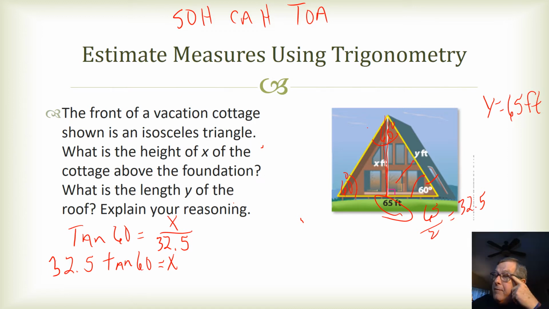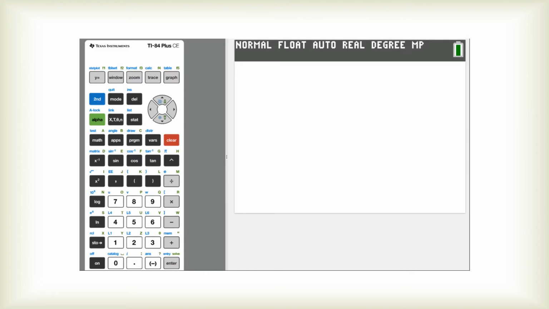Now, hold on to that figure because we're going to jump over here to the calculator, and we're going to use our calculator to give us an estimate of what the height of this roof is down to the foundation. In other words, we're going to solve for X. Hold on, it's coming. All right, so over here on my calculator, I've determined that X equals 32.5 times the tangent of 60. So I'm going to go 32.5, and I don't have to hit this multiplication button, but I'm going to anyway, times the tangent.